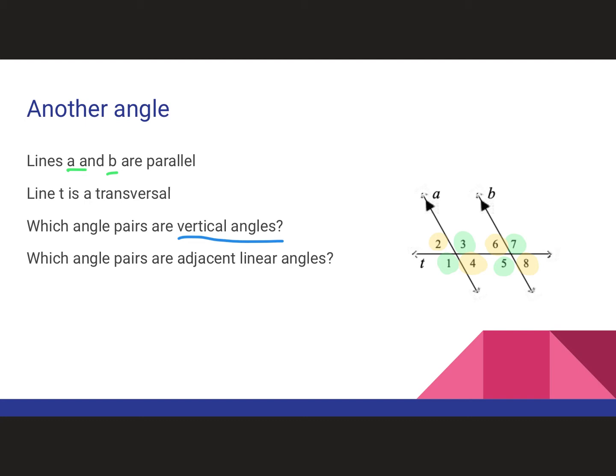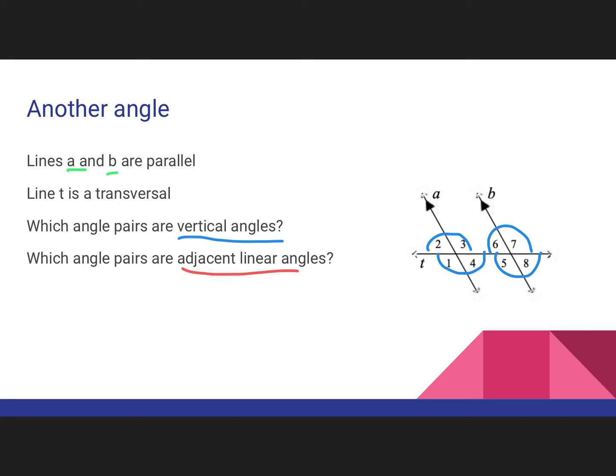Now let's talk about which sets of angles are adjacent linear angles. Those are angles that are together that make a line. So I'm going to clear this off real quick. We know where our vertical angles are. Let's talk about which angles are adjacent linear angles. I can see the ones that are right next to it. Angles 2 and 3 are adjacent linear. Angles 6 and 7 are adjacent linear. Angles 1 and 4 are adjacent linear. Angles 5 and 8 are adjacent linear angles.